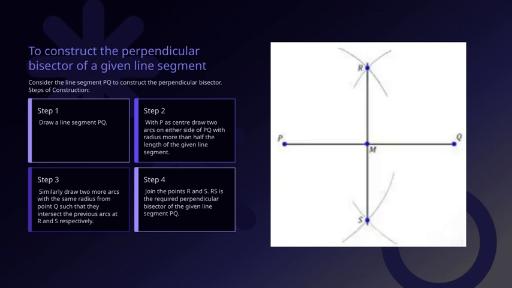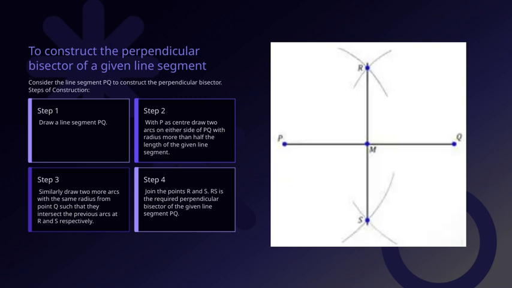First, draw the line segment PQ. This is our base. Now, for the next step, we use a compass. With P as the center, draw an arc on either side of PQ. Make sure the radius is more than half the length of PQ. This is important because it ensures the arcs will intersect.